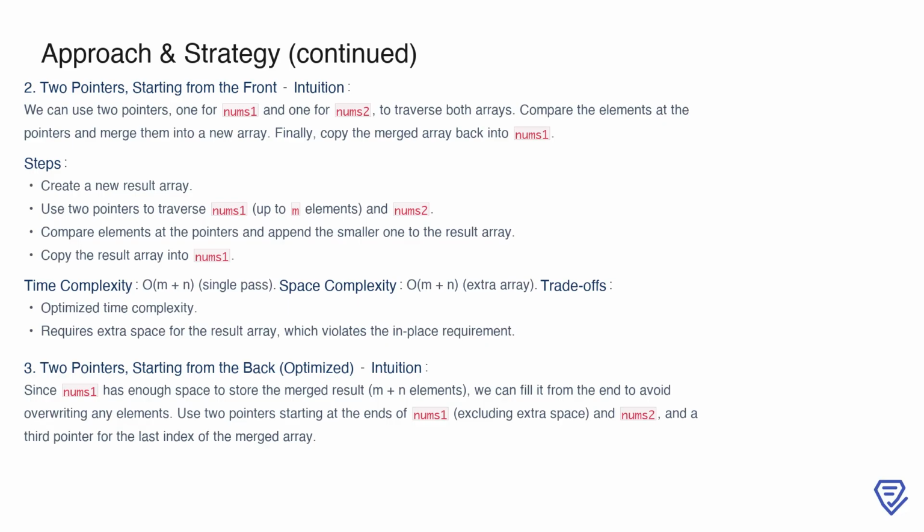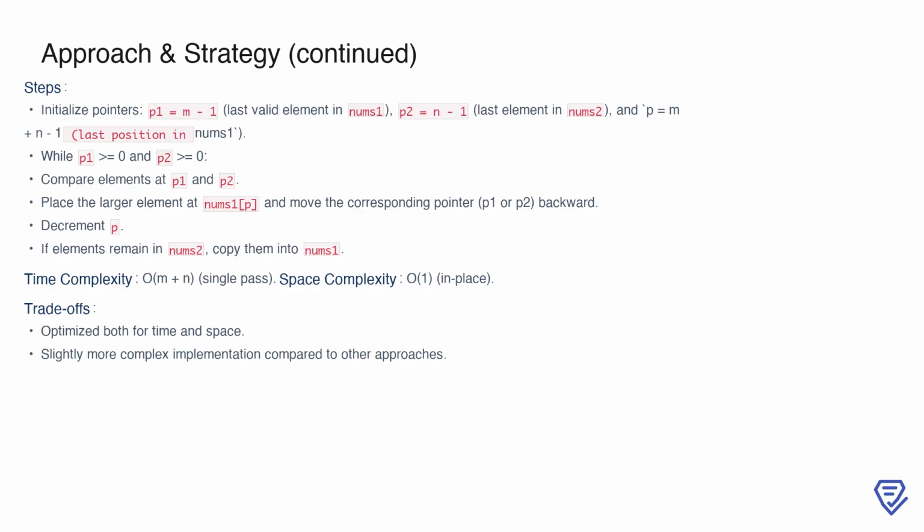This approach significantly improves the time complexity to O(m + n), as it only requires a single pass through both arrays. However, it introduces extra space complexity of O(m + n), because of the new result array. While this method is more efficient in terms of time, it doesn't meet the problem's requirement for in-place merging, making it less ideal. Now we arrive at the optimized approach, 2 pointers starting from the back.